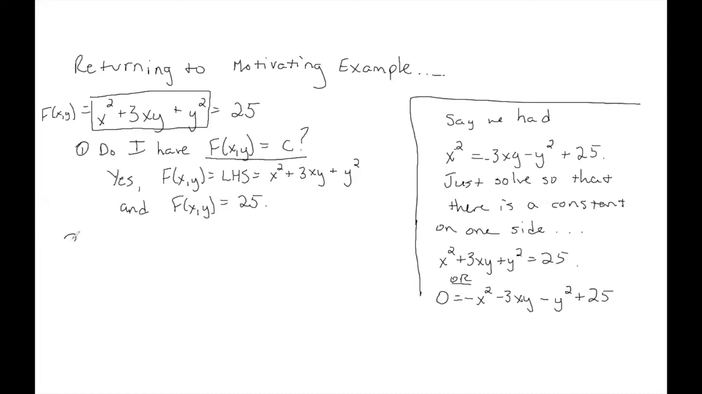Step 2 is to find the partials. I need to find the partial of big F with respect to x and the partial of big F with respect to y. With respect to x, I'm just looking at this function here, and I have 2x plus 3y, and y is just treated as a constant when I do a partial derivative, right?